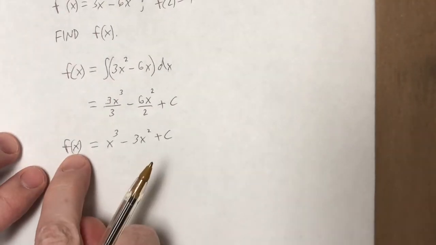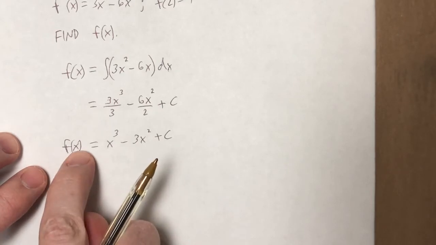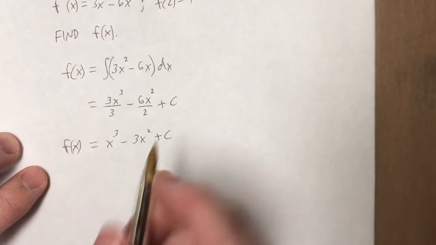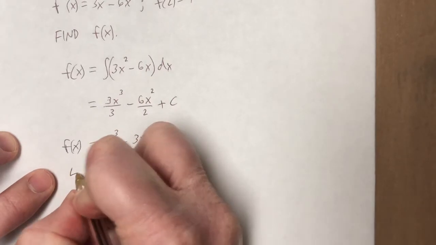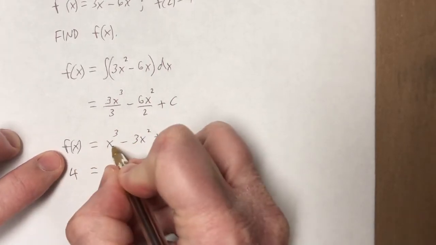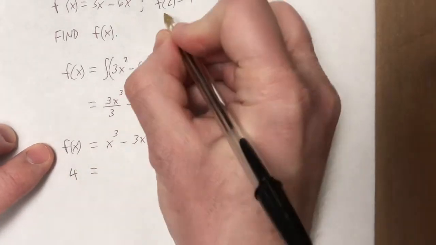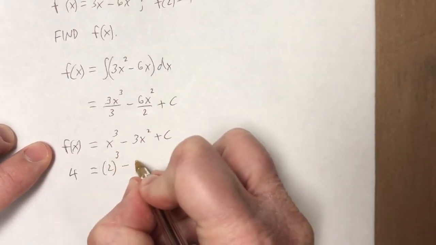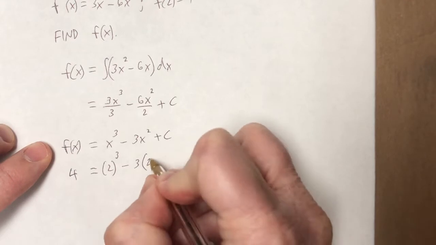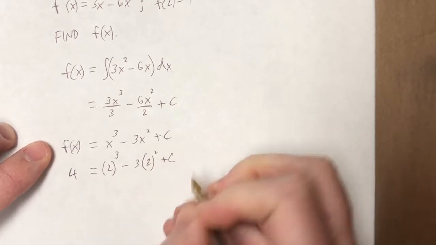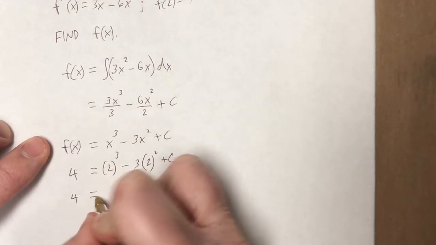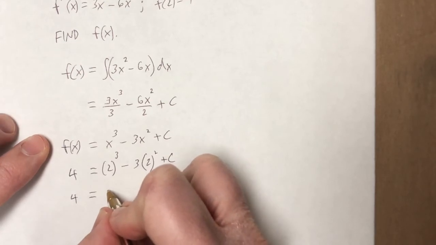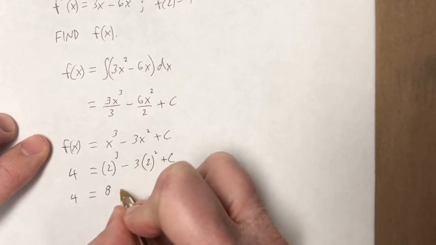I'm going to use substitution now. So f of 2 equals what? Well, f of 2 equals 4. So I'm letting x be equal to 2 now. So wherever I see an x, I'm going to make it a 2. And what this is going to allow us to do is solve for c. This is the first time we've been able to do that thus far.